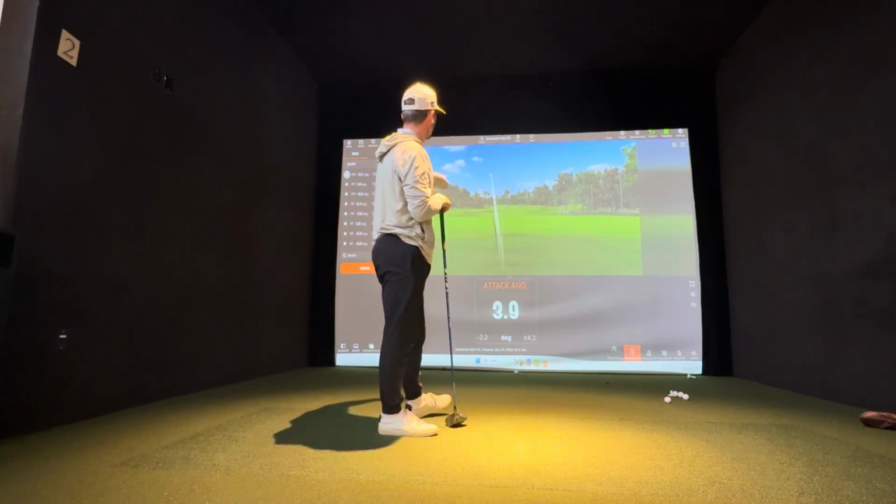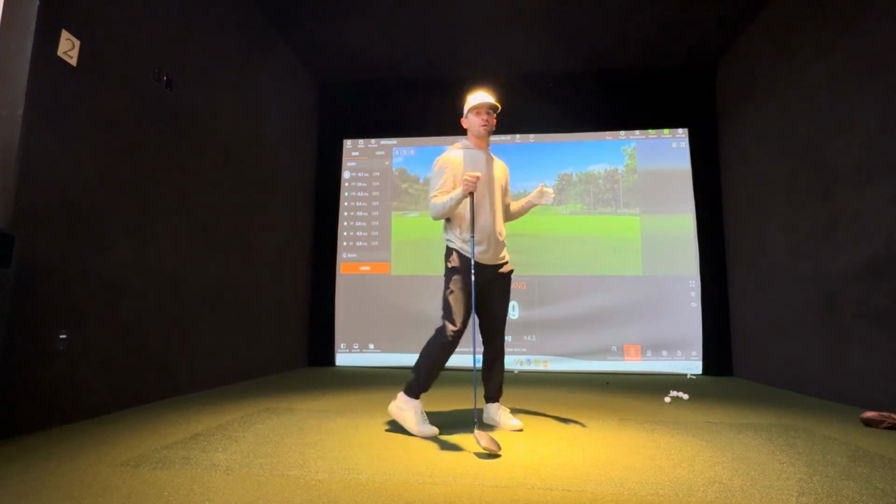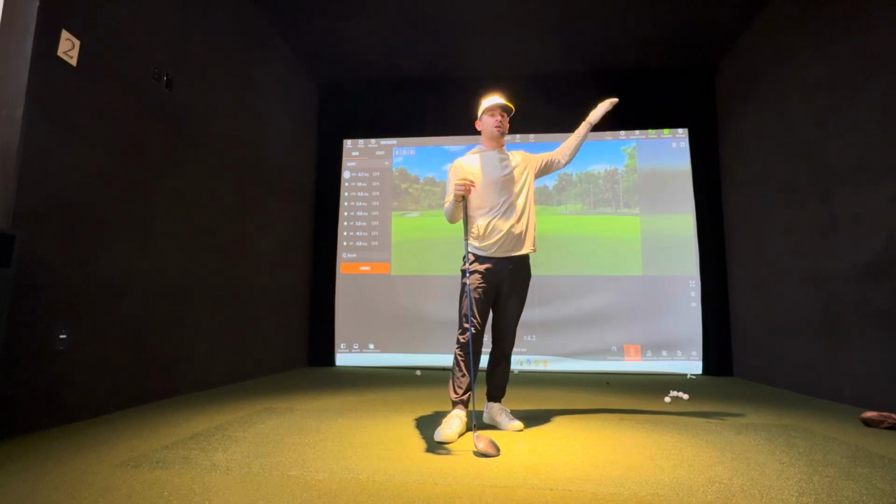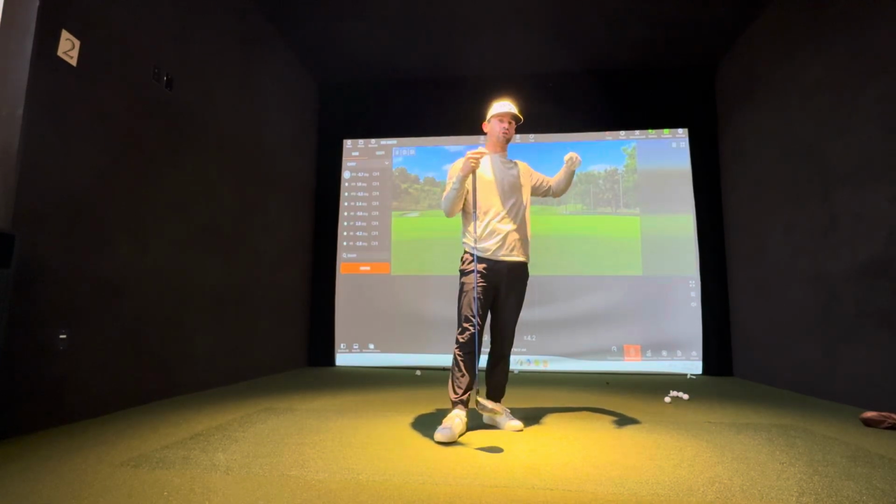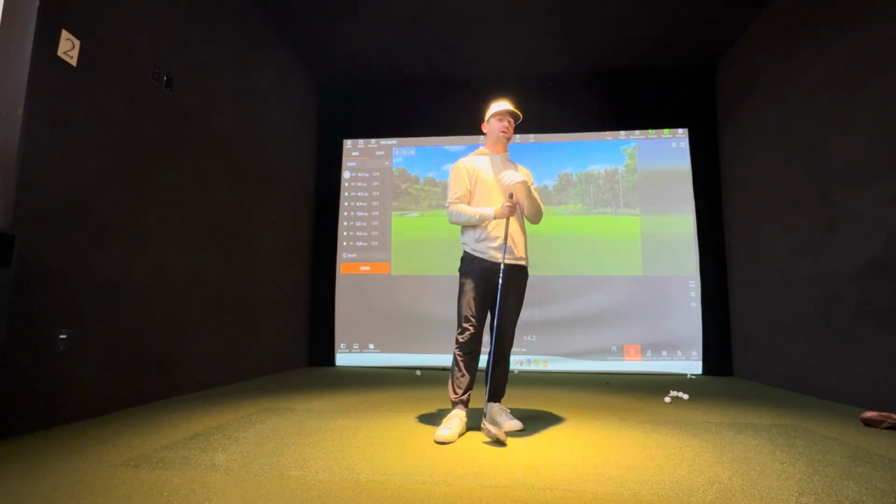Okay, so I was about 4 degrees up on it, hit it a little thin, but again, I'm trying to launch this ball into the air as high as I can and decrease that spin, which is going to help me fly it as far as possible.